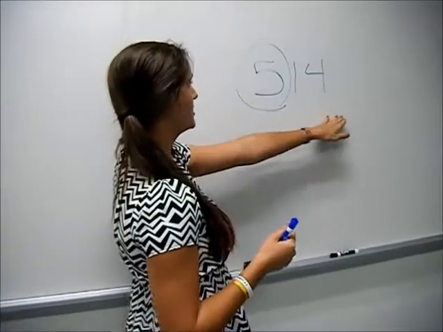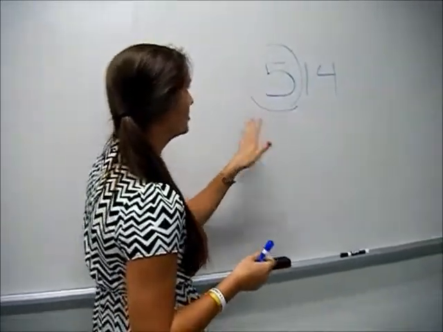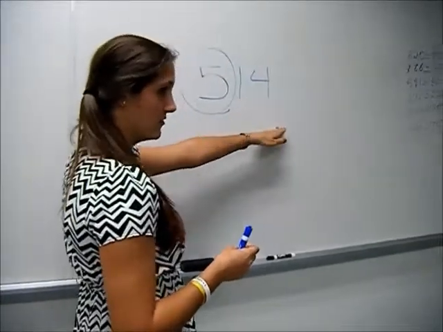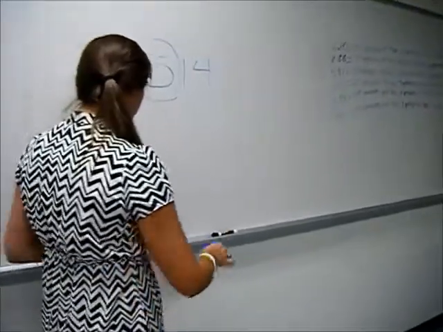In 514, the 5 is 50 groups of 10. And then one group of 10. And then 4 ones. 4 ones, great.